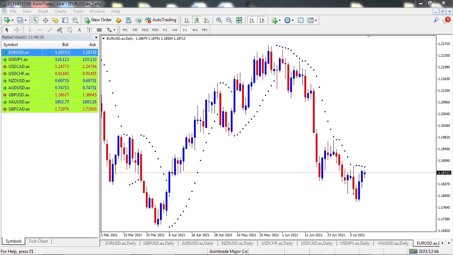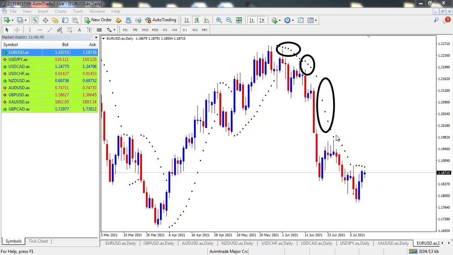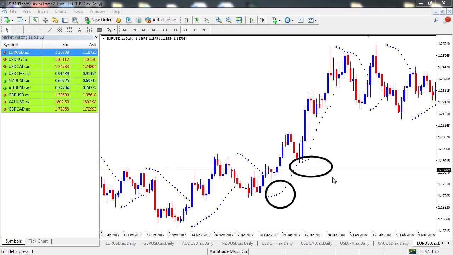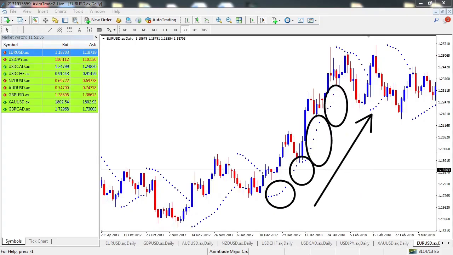The Parabolic SAR is usually represented in the chart of an instrument as a set of dots that are placed near the price bars. Generally, when these dots are located above the price, it shows a downward trend and it gives a sell signal. When the dots move below the price, it shows that the trend of the instrument is upward and gives a buy signal.